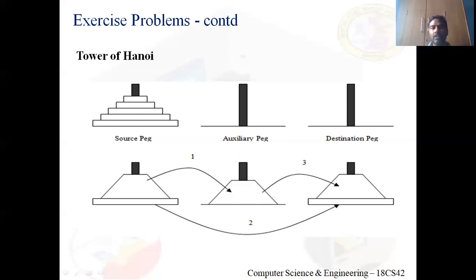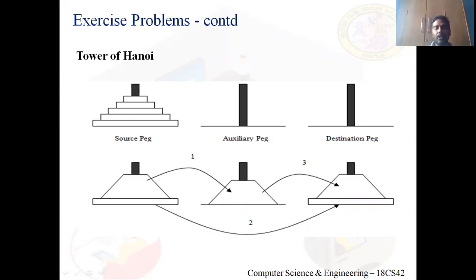I don't know how many movements are involved. Let it be m of n-1. Got it? I have moved the top n-1 disks from source to auxiliary. For that, the number of movements, let it be m of n-1. Then later there will be only one disk on the source peg, right? That can be moved directly from source to destination with one movement. Consider this one movement.